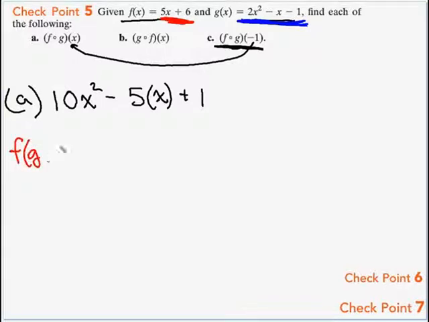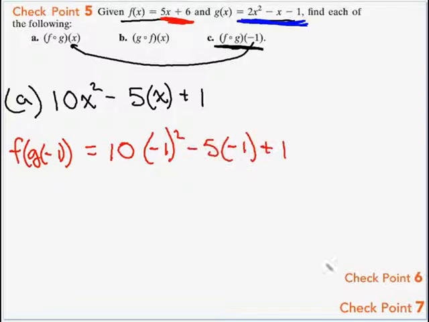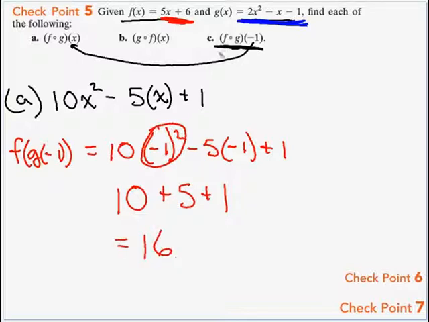F of g of negative 1 is going to equal 10 times negative 1 squared minus 5 times negative 1 plus 1. See, order of operations, we do exponents first. We square that and get a positive 1. Positive 1 times 10 is 10. Minus 5 times negative 1 will turn into a plus 5, and then we have a plus 1. So that all adds up to 16. And that's our answer for part C. F compose g of negative 1 is 16.